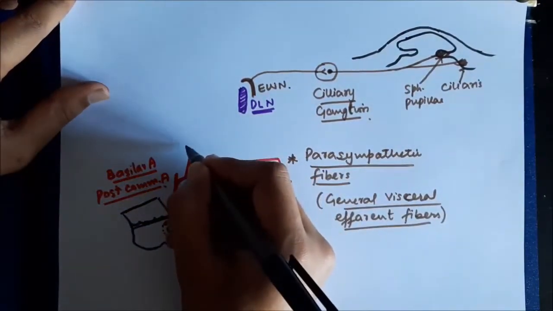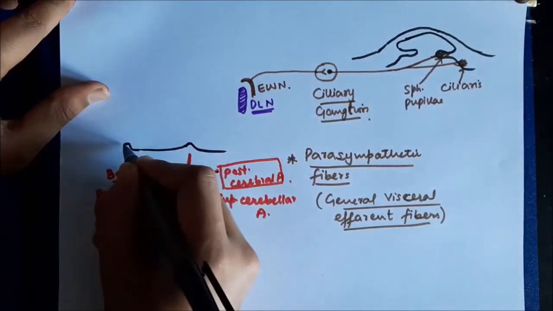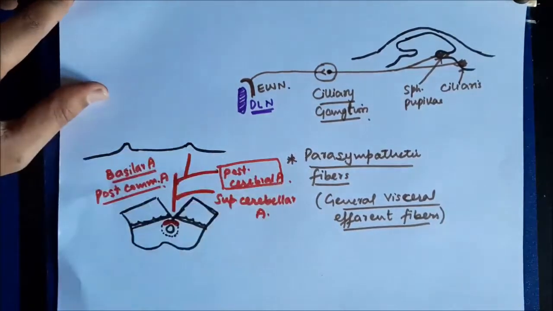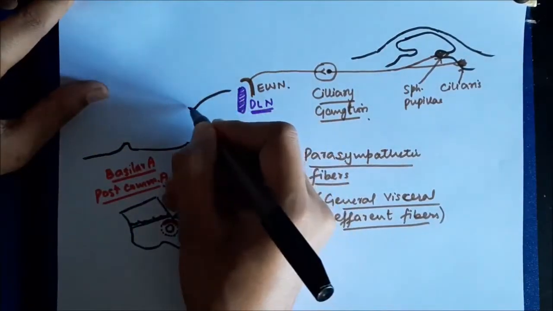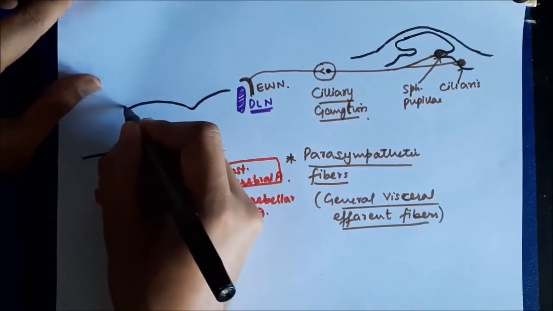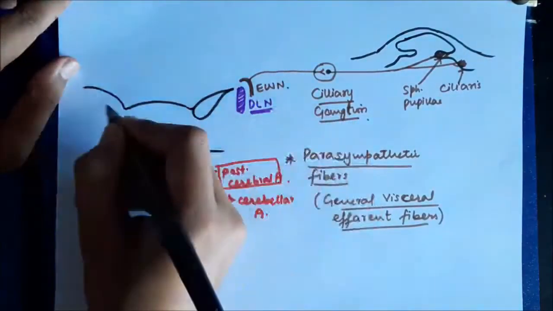Now above this, these are the clinoid processes. So this is the posterior clinoid process. These are the two posterior clinoid processes, and anterior to them are the two anterior clinoid processes. This is the superior orbital fissure.